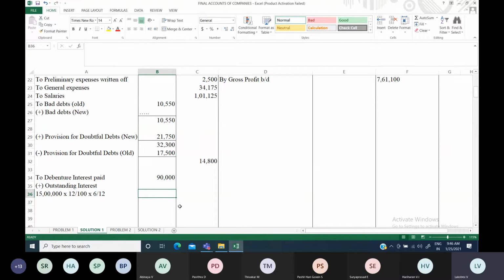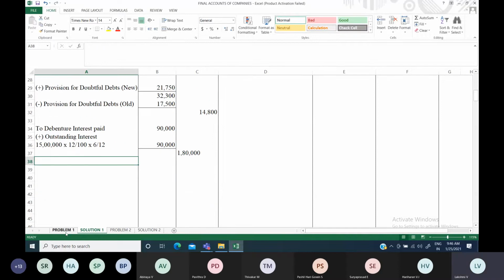90,000. Okay. So now what you have to do: generally, the outstanding interest you are adding, same thing. If you add this amount, you will be getting 1,80,000. Okay. So we have completed debentures interest.